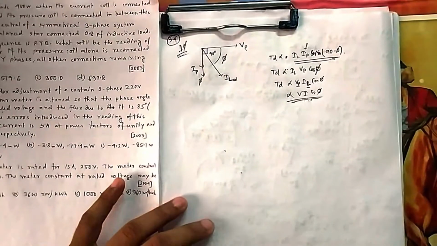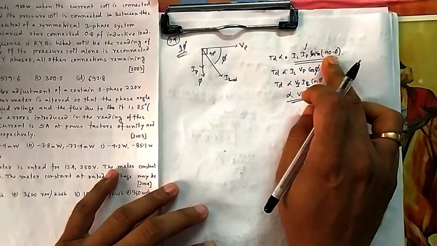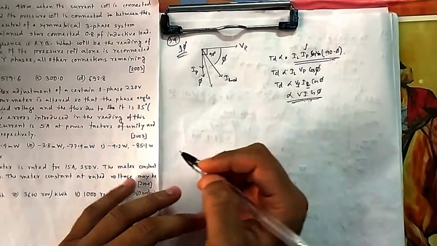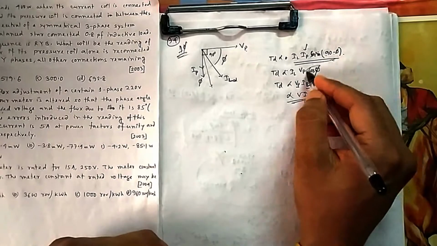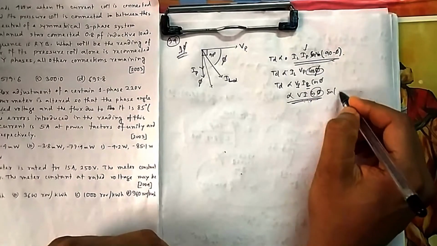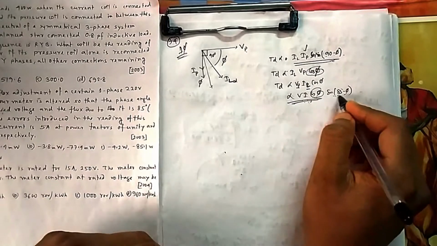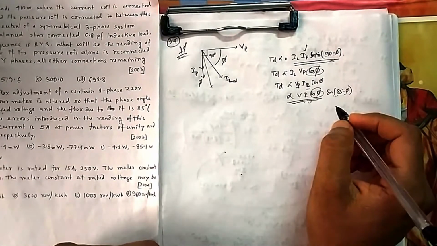But here the twist is there now. It is not 90 because it is now at 85. So it will measure at 85 minus phi. So this will not be cos phi, this will be sin 85 minus phi. It was coming from sin 90 minus phi, cos phi, but it is now sin 85 minus phi. So that is the idea.